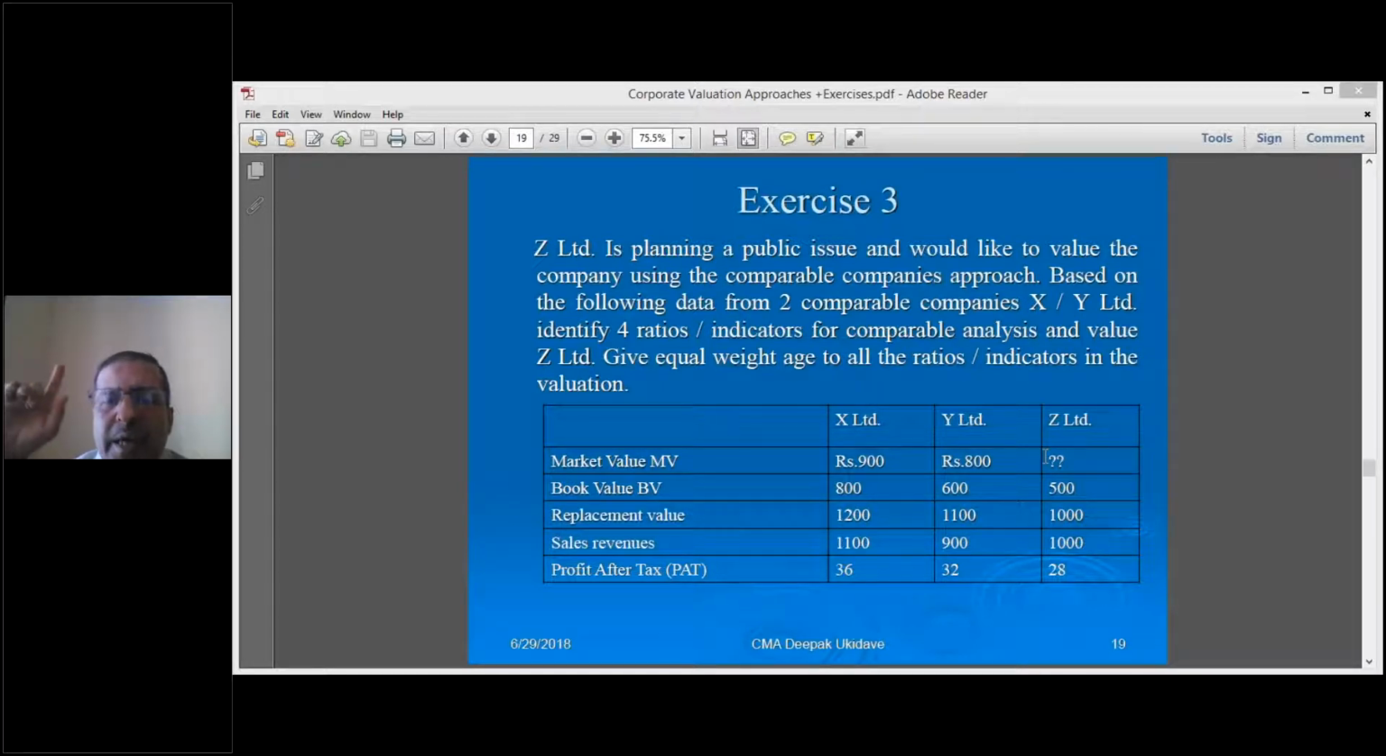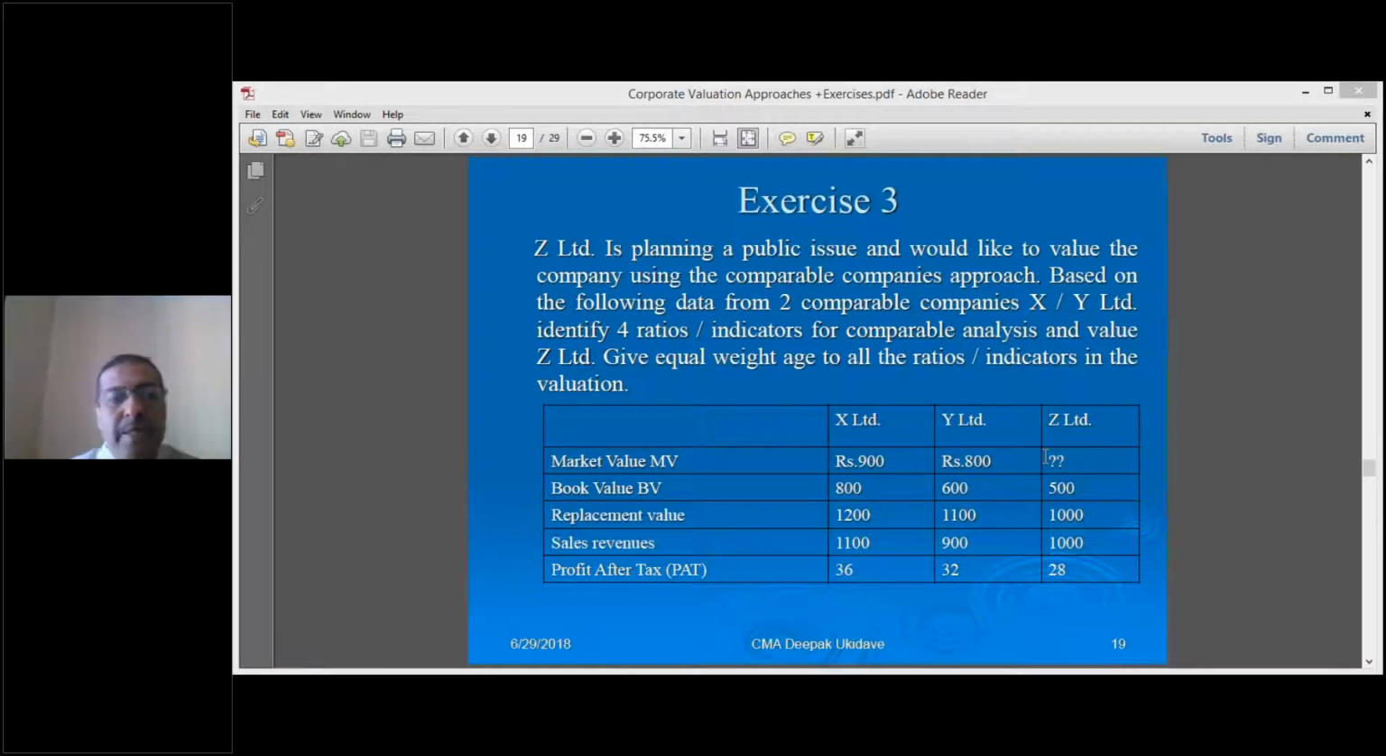How many ratios do you have to calculate? A total of 4 and 4, that is 8 ratios. What are those 8 ratios? MVBV, MVRV, where RV is replacement value, MV sales and MV PAT. I repeat, MVBV, MVRV, MV sales and MV PAT. These are 4 ratios you will calculate for X Limited, and similar 4 ratios for Y Limited. Then you will take the average, and that average you will apply, meaning multiply, to the absolute figures of Z Limited to get the value of Z Limited.